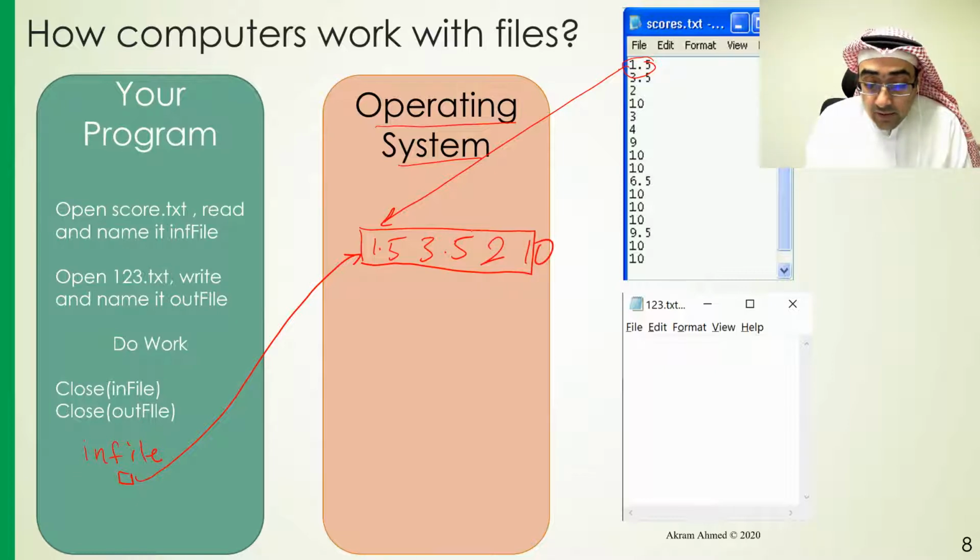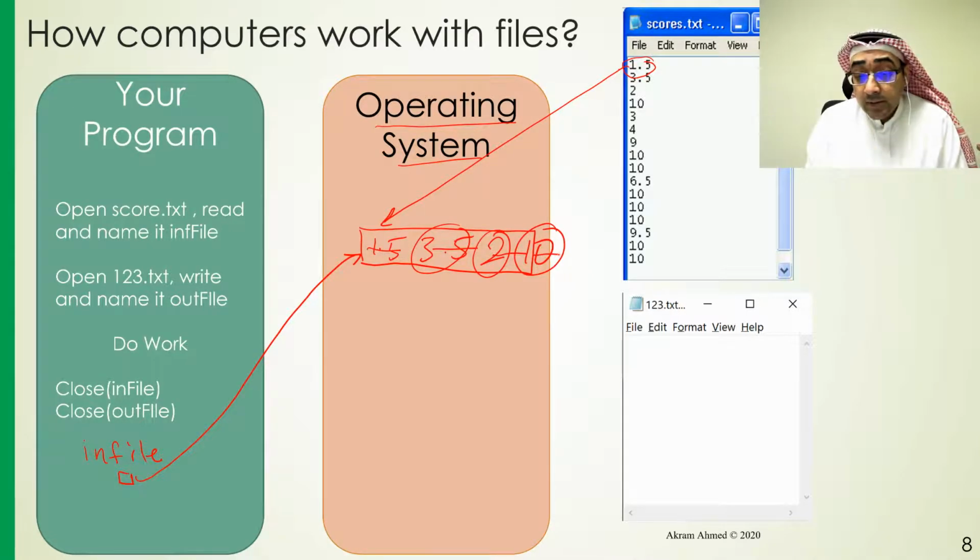So the next time you're going to read this number. And remember, when you read from the buffer, it's going to delete the numbers after you have read it. So you can only go forward in the buffer. You can never go backwards. Once you've read it, you have read it. That's it. Bye-bye. You cannot go back to it.